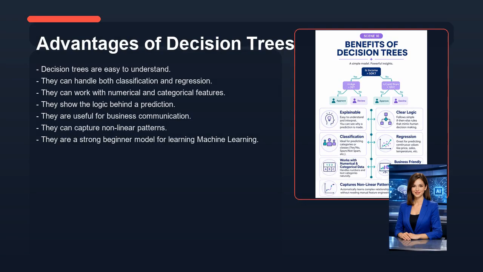Now let's look at advantages of decision trees. Decision trees are easy to understand. They can handle both classification and regression. They can work with numerical and categorical features. They show the logic behind a prediction. They are useful for business communication. They can capture nonlinear patterns. They are a strong beginner model for learning machine learning.